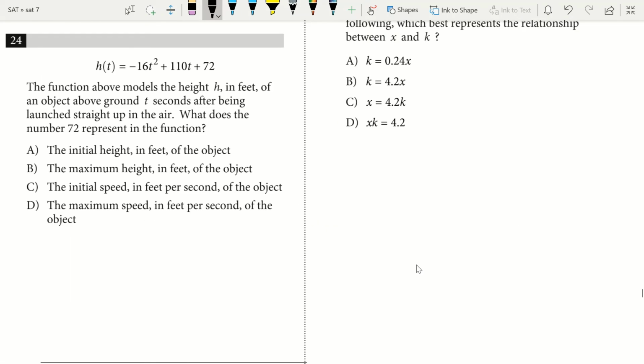Okay, now the function above models the height in feet of an object above ground t seconds after being launched straight up in the air. What does the number 72 represent in the function? I see there's no x by that, so that's going to be my y-intercept.